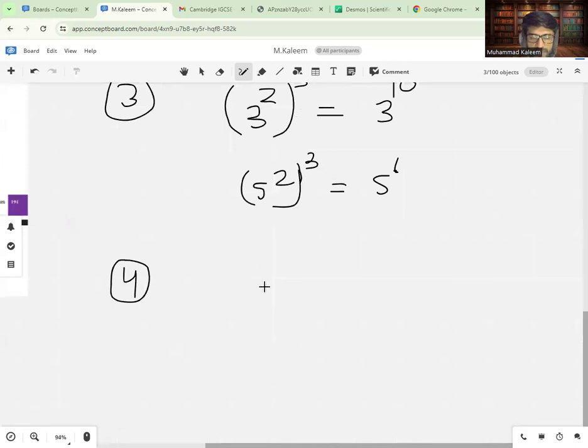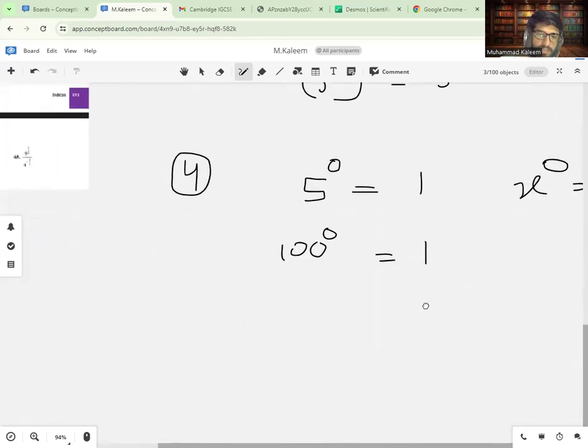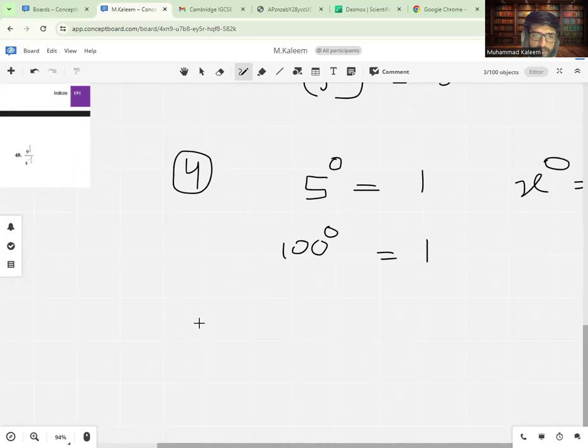When we are getting the zero index, it doesn't matter what the base is. If we have an index 0, we just have to take that as equal to 1. Even if we have 100 raised to the power 0, or even 1000 raised to the power 0, it doesn't matter what the base is. If the index is 0, you just have to put it equal to 1. That's all. And the last, the fifth index law, is about the negative indices.